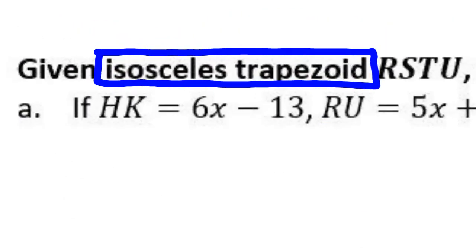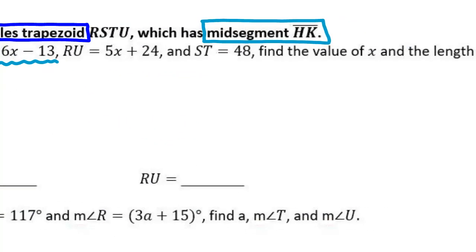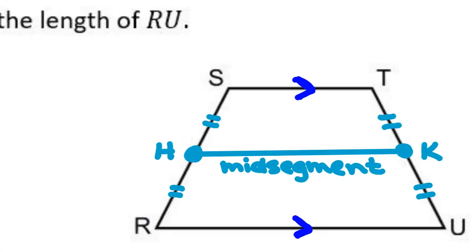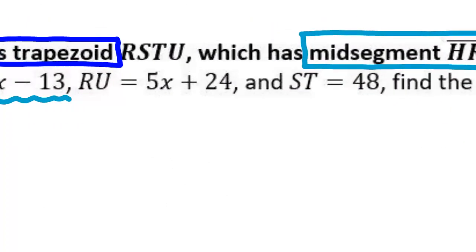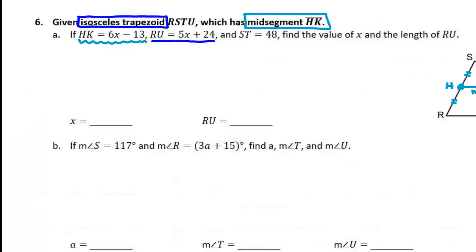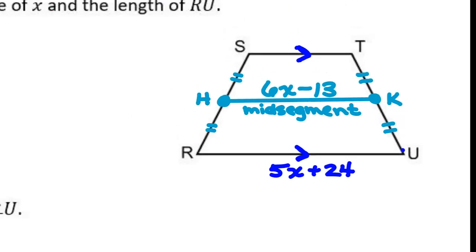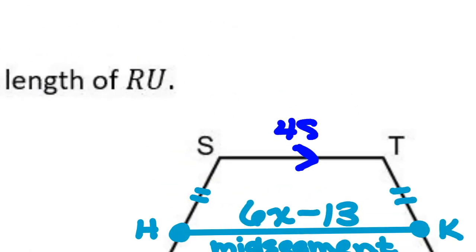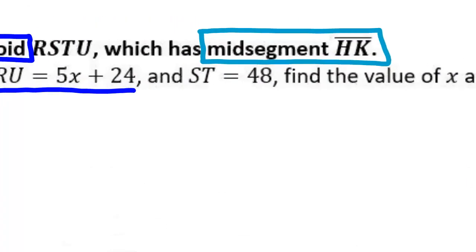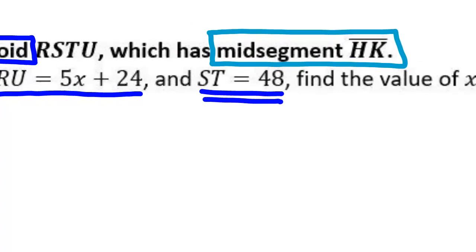What do they tell me in part A that I could add to my picture? Yep, so I'm going to add that to my picture over here. HK is 6x minus 13. What else do they tell me? RU is 5x plus 24, so that would be my bottom base. 5x plus 24. And what else? ST is 48. What do they want me to find in part A? X and the measurement of RU.